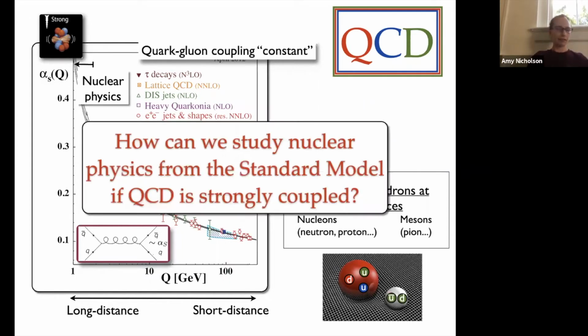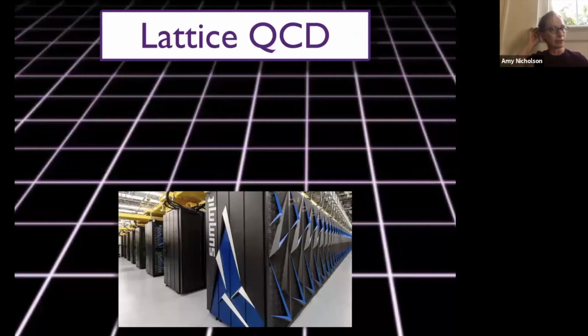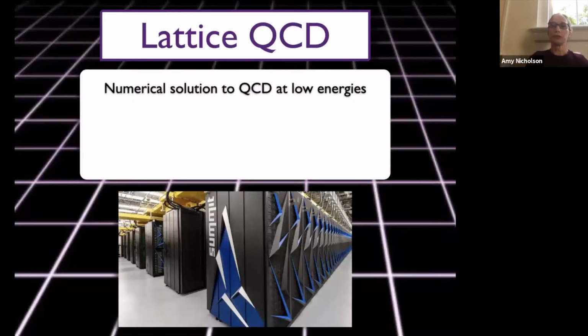Okay, so if I can't use perturbation theory, then how do I calculate anything? So the tool that I use is Lattice QCD. Essentially, you can think of Lattice QCD as being a numerical solution to QCD at low energies. So we take the theory, we manipulate it in such a way that the problem becomes small enough that I can just throw it on a computer, hit enter, and a result comes out. It's not like that at all, but in theory, you can think of it in your head as just, I put the theory in and out comes my result.